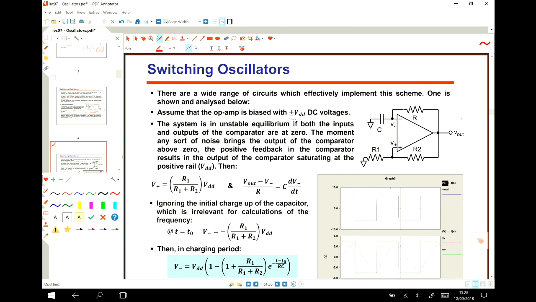Assume that the op amp is biased with plus and minus VDD. I mean that the maximum voltage that the op amp can get is VDD, and the minimum is minus VDD. Okay, so we are biasing this op amp with these two rails.